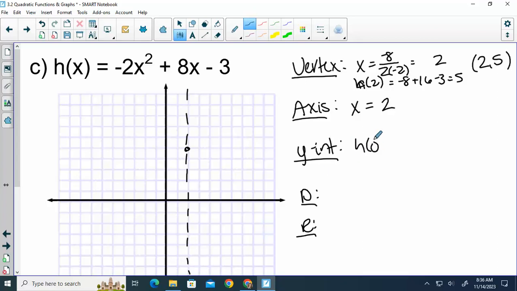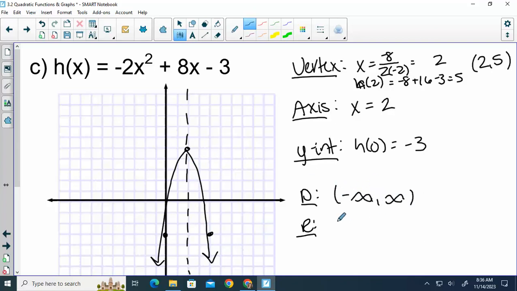Y-intercept, if you plug in 0 for all of your x's, we get -3. Reflect that across the axis, so it is 2 away from the axis of symmetry, so we go to the opposite direction. Domain is always negative infinity to infinity, and the range is going to be negative infinity to 5. Is there a way to know this is going to open down before we actually graph it? Check to see if a is negative. Right. If your first term is positive, it opens up. If it's negative, it opens down.